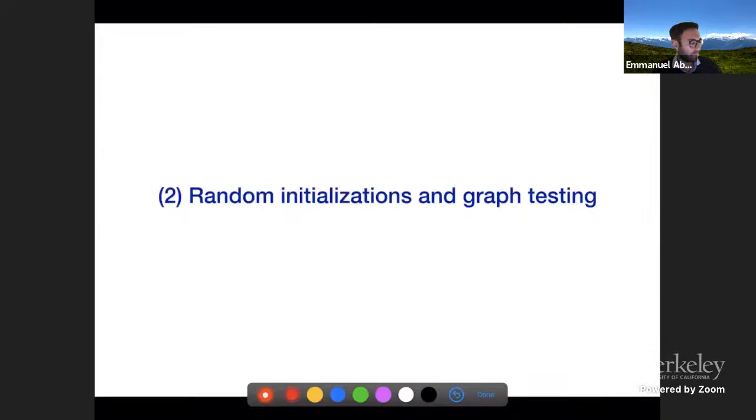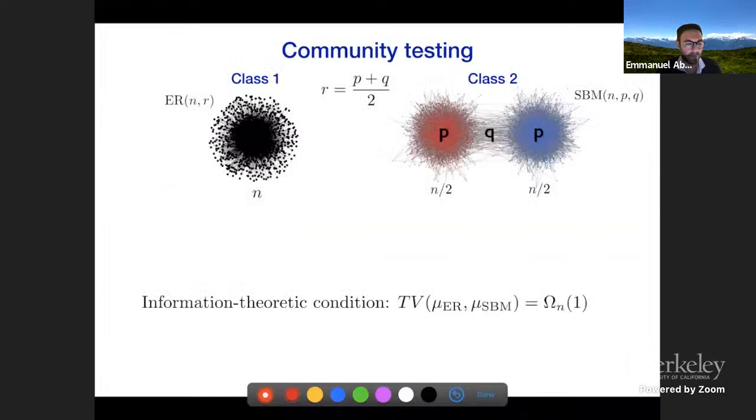Okay, so now for the last 10 minutes, I'll tell you about some application of lower bound when you don't have a Rademacher initialization, but a random initialization of your neural nets. And here is the example. So it's back to the good old stochastic block model.